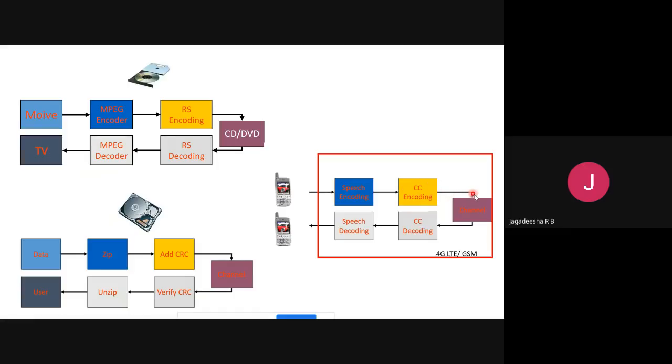And then our voice is transmitted through a wireless channel. And then at the receiver side, that is at the destination mobile phone, these activities are done, which are basically the opposite of what was done at the sender side.